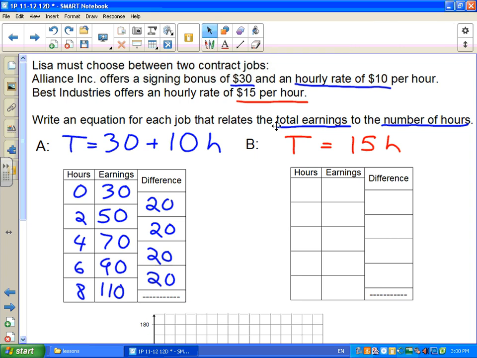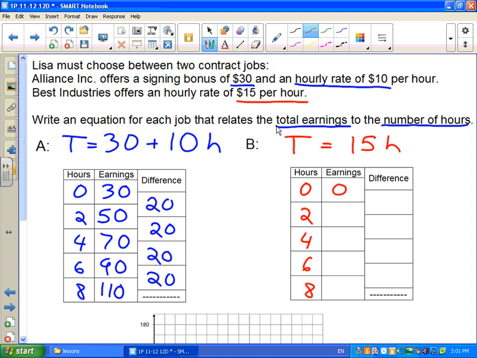Now let's do the same thing for Best Industries. We'll pick the same number of hours and fill in our table. If she works 0 hours, she makes no money. She works 2 hours: 2 times 15 is 30. 4 times 15 is 60, 90, 120. We can do our first differences as well: 30, 30, 30, and 30. 120 minus 90 is 30, and so on.